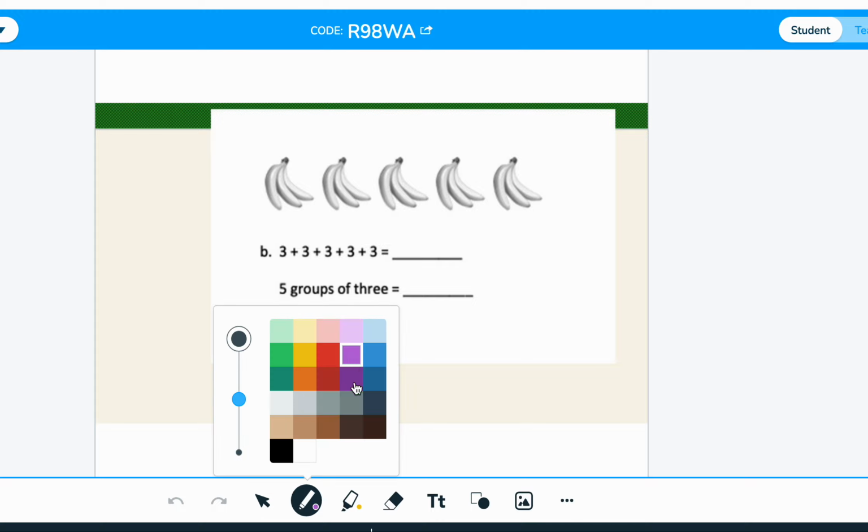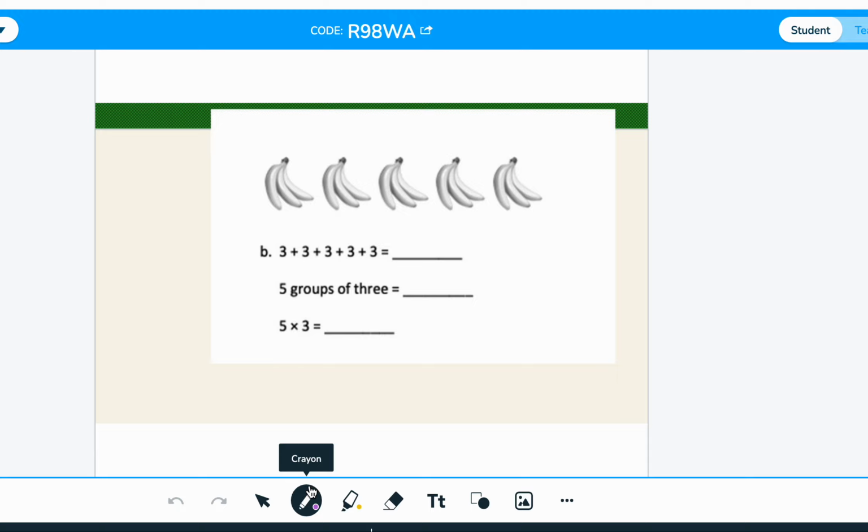Here we go. All right, 3rd graders, let's see how we did. I see 3 plus 3 plus 3 plus 3 plus 3 is 15. And I know 5 groups of the number 3 is also 15. And I know 5 groups of 3 is also 15.